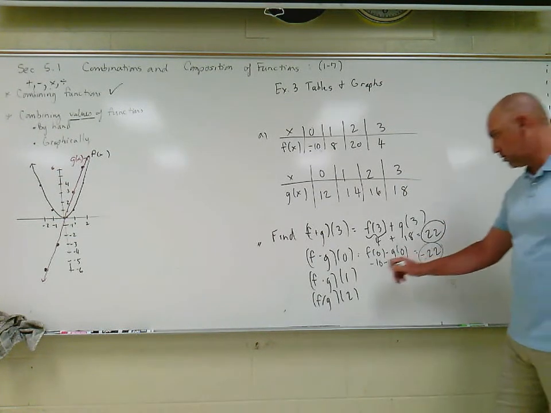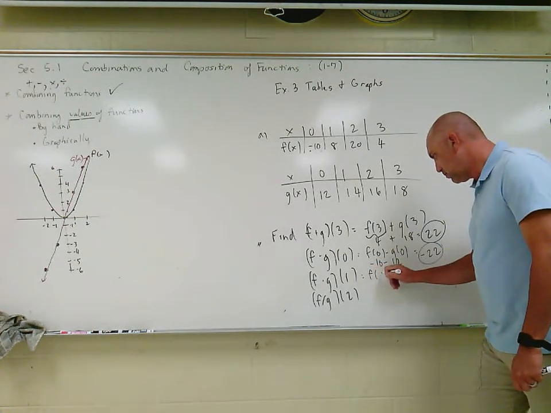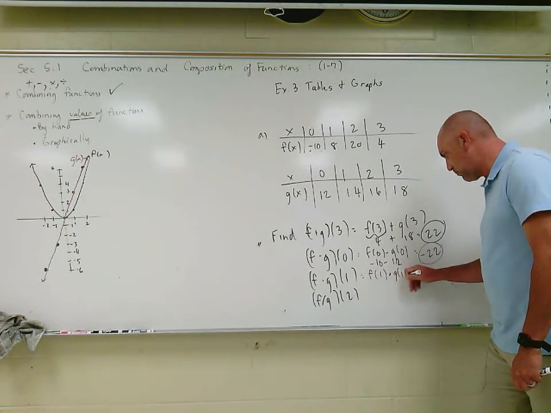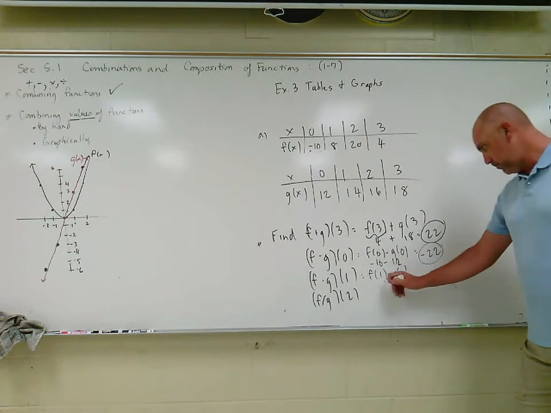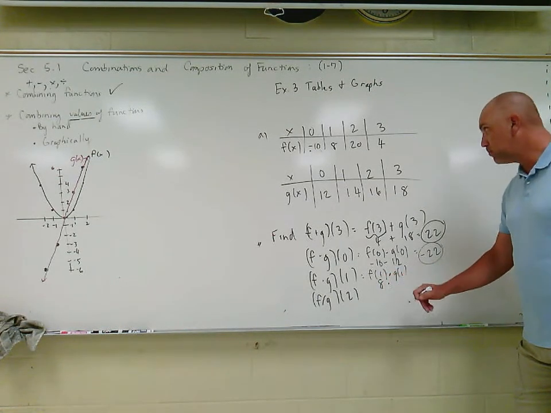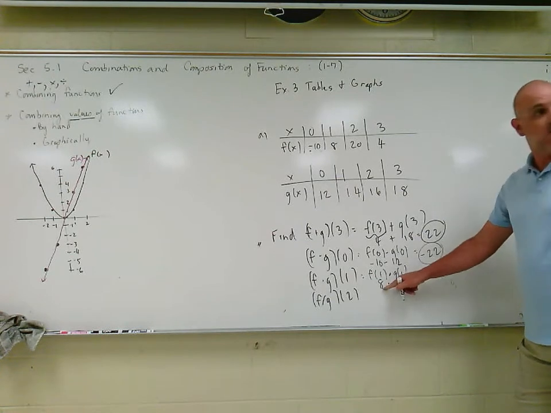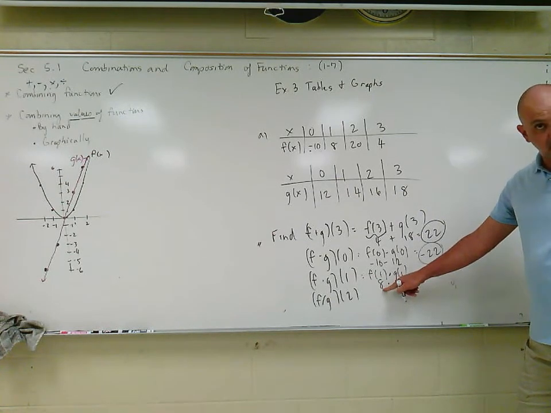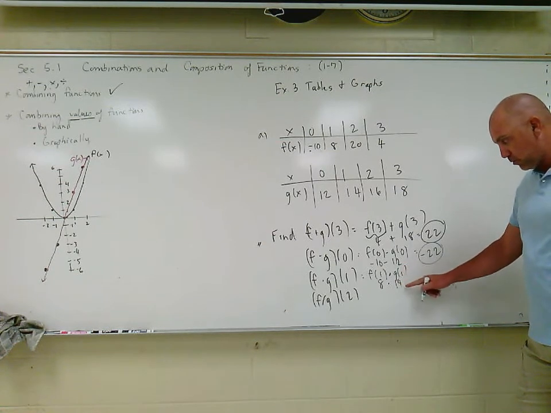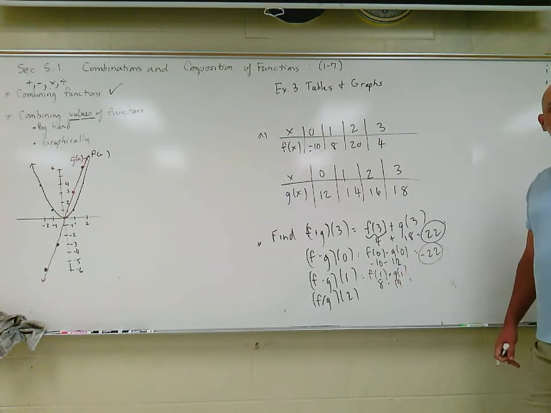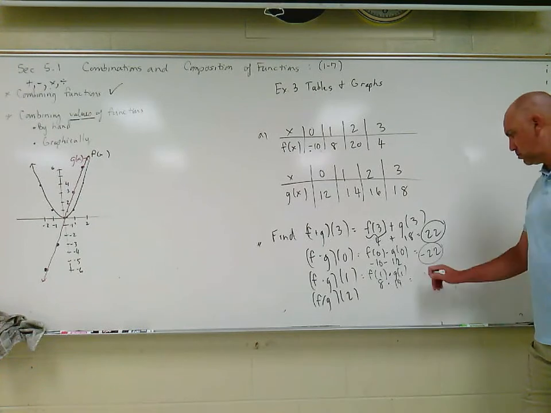All right, next one. F of 1 times g of 1. So I find each of those and I multiply. So what's f of 1? What's g of 1? 14. And again, the 8 means the y value on the graph of f when x is 1. 14 is the y value on the graph of g when x is 1. And 8 times 14 is 112.